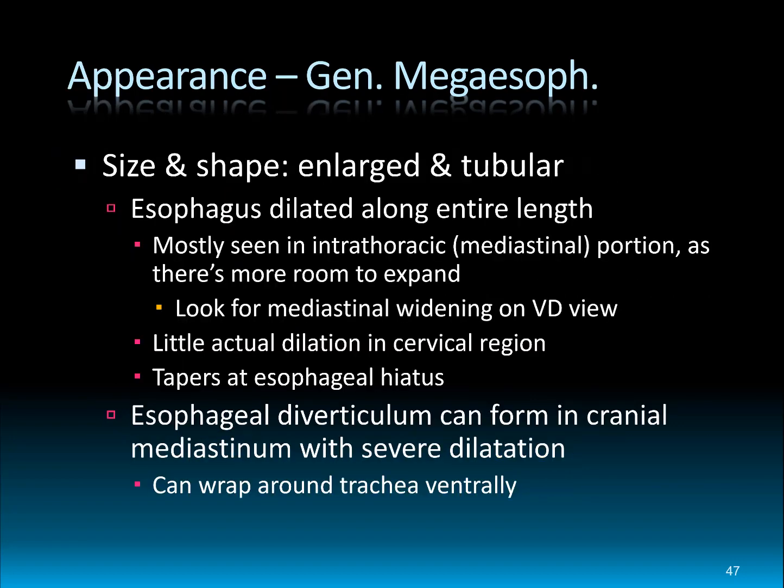When there's a generalized megaesophagus, the whole esophagus is enlarged and tubular, and you see it best and most severely in the intrathoracic region rather than the cervical region, because there's more room for the esophagus to distend. And so you're going to see that really nicely on the lateral views, but you'll also see mediastinal widening on the ventrodorsal view. No matter what, the esophagus will taper as it gets caudally, into the region of the diaphragm, because it has to pass through the esophageal hiatus, and there's only so much room to work with there. In the most severe cases of megaesophagus, we will see an esophageal diverticulum that can extend into the more ventral portion of the cranial mediastinum and wrap around the trachea.